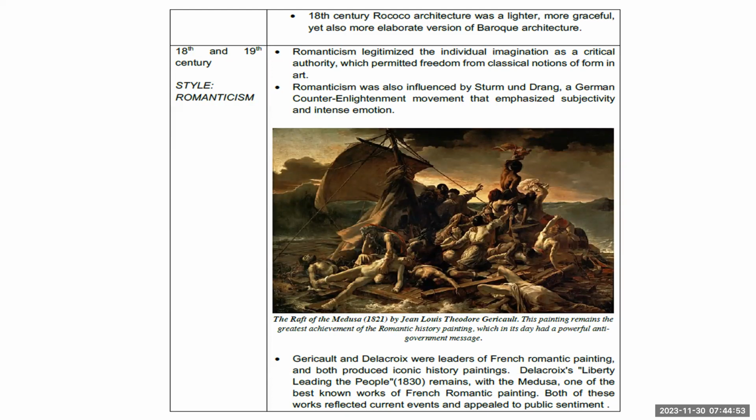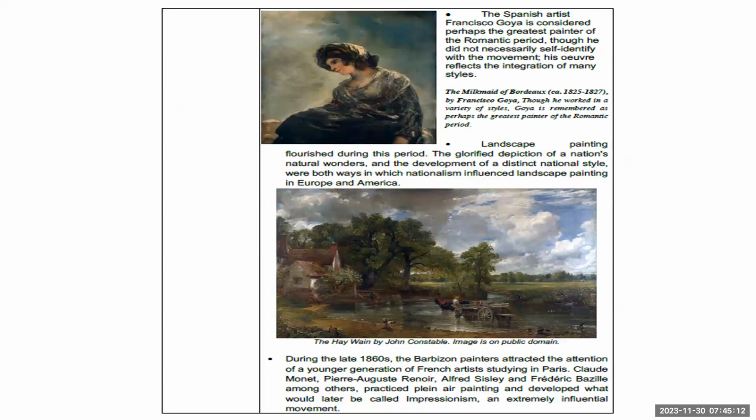Since these were the times of revolutions, uprisings, agawan ng trono, etc., that's basically how they wanted it to be depicted, either cerebral or sensual. So it just depends on the style used by these artists. The Spanish artist Francisco Goya is considered perhaps the greatest painter of the Romantic period. Though he did not necessarily self-identify with the movement, his oeuvre reflects the integration of many styles.